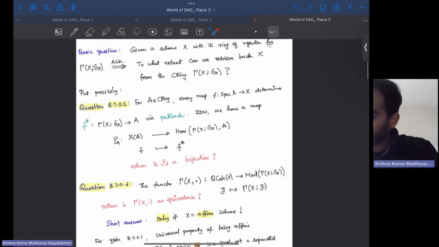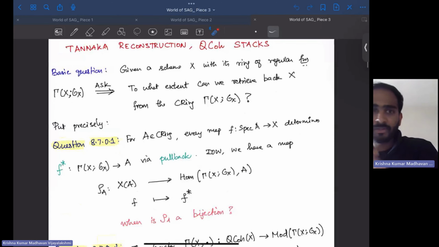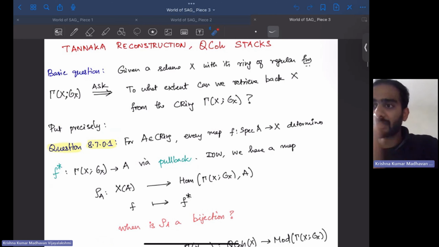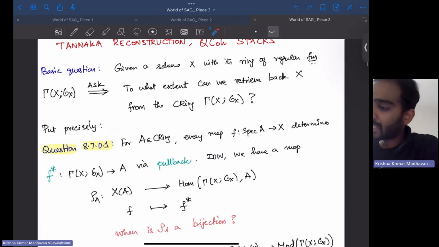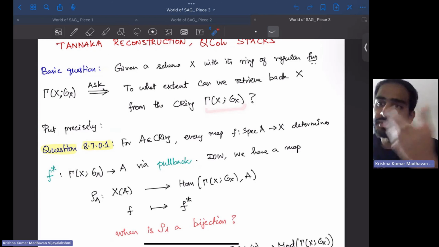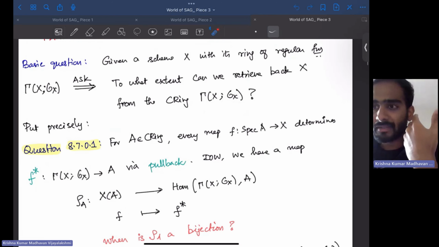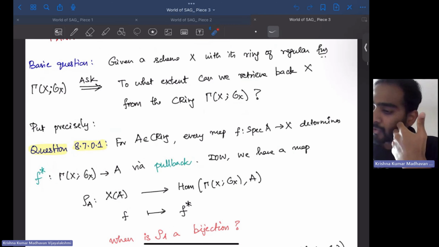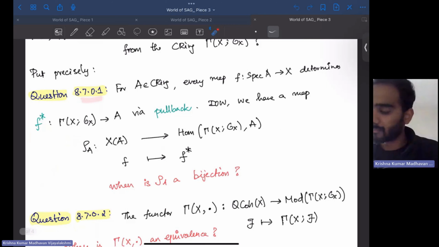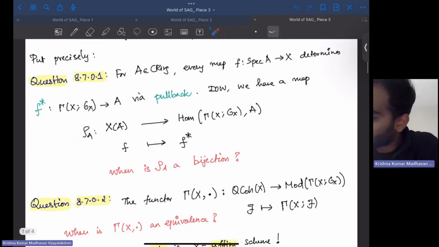So just to finish things off, just to connect this whole idea with what we are going to see in the next talks, is the Tannaka reconstruction. So given a scheme X, this is a very basic question: you take the global section functor that we have seen, and we can ask if we know something about this functor, can we say something about the scheme itself? This is a very, very basic but very profound question. So put precisely, what it means is, so this is just the statement from SAG. You can just verify if you want.